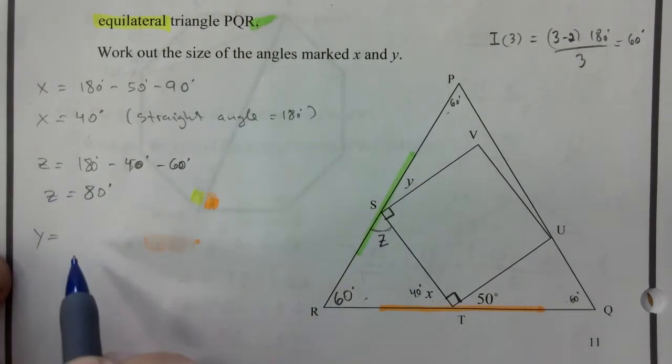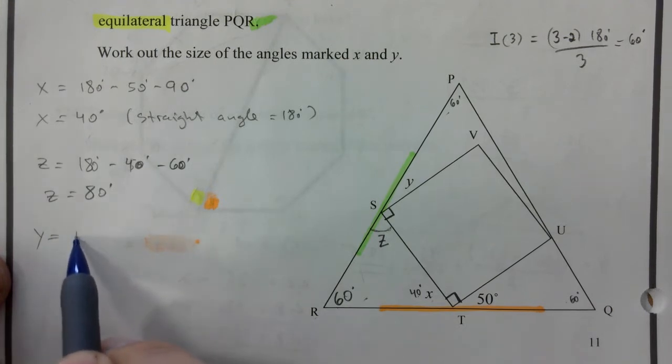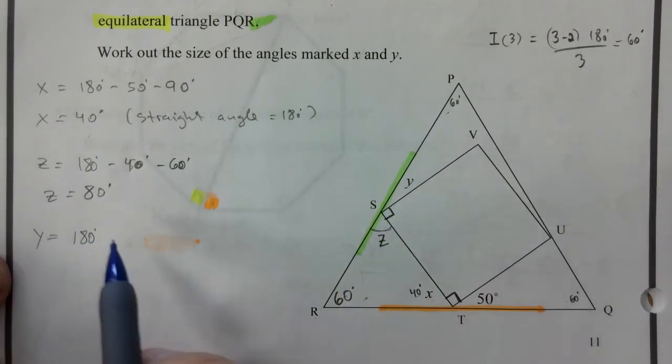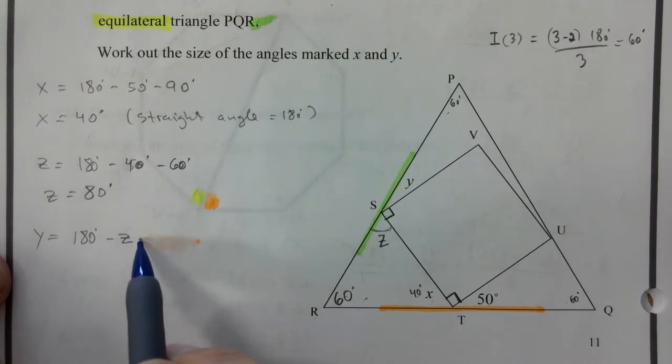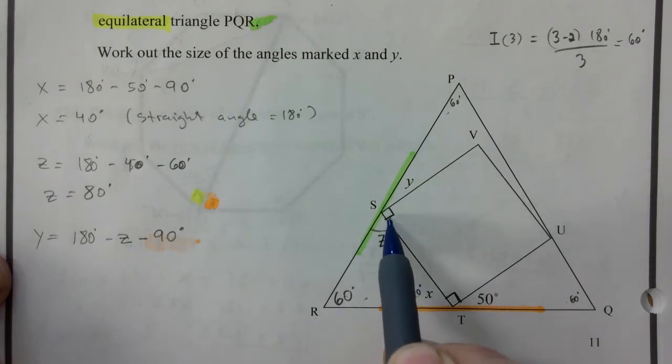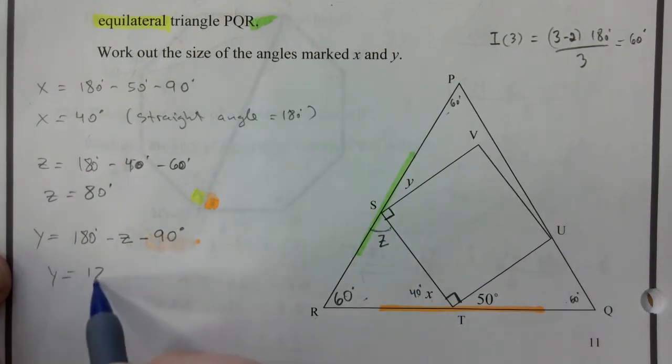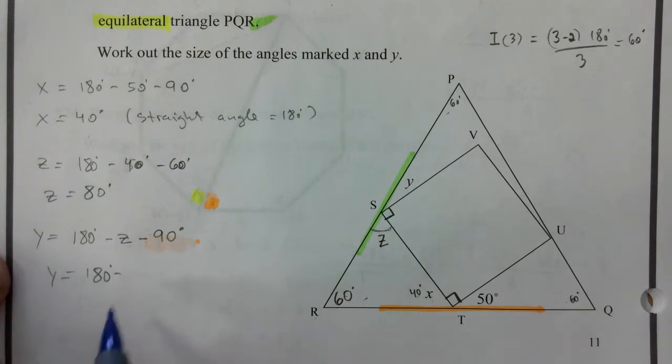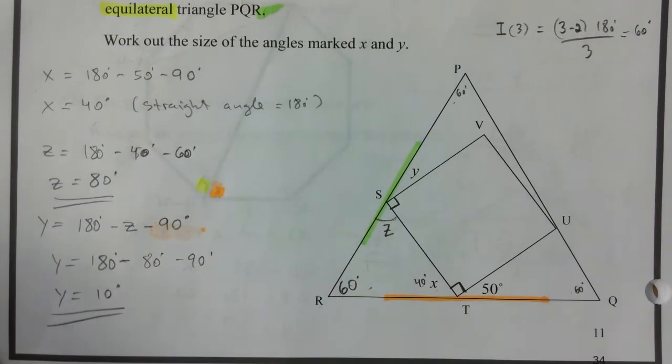And so Y is simply going to be 180 because of the straight line, minus Z, minus 90, which is that one in the middle there. So it's just going to be 180 minus 80. That's 100, right? Minus 90. So Y is equal to 10 degrees. So it's obviously not drawn to scale, but there it is. Does that make sense?